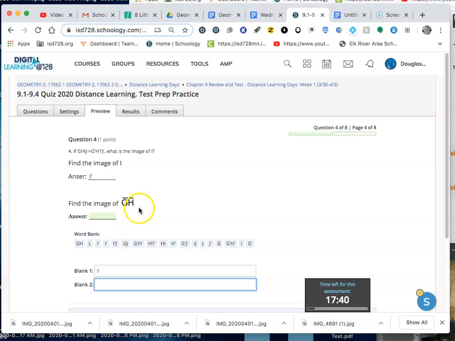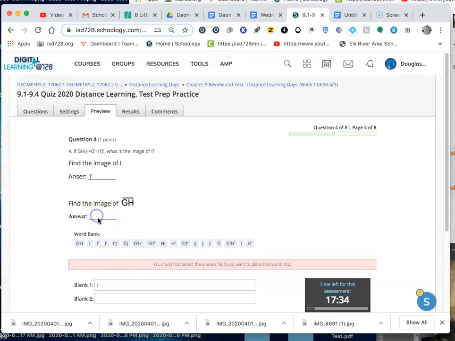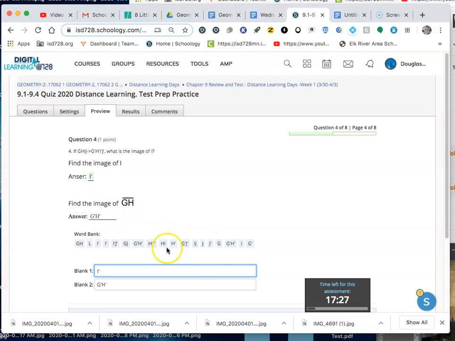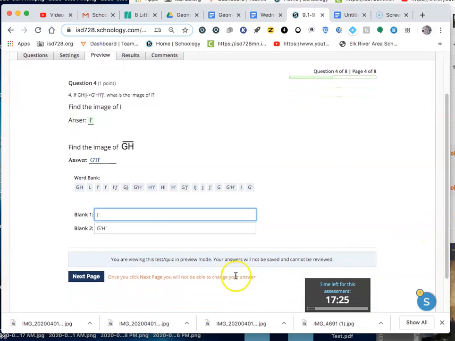Now, unfortunately, I don't have segments here. I did my best with getting that done, but I need G prime, H prime, either there or there. Okay, so I need to do that, and that's what I'm doing. So my next one.